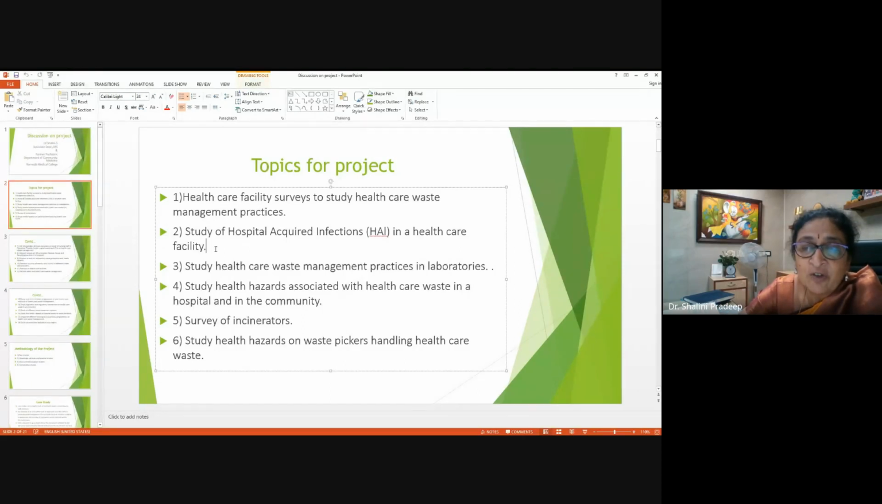Observations. So those can also be included in your lab study. Okay. The fourth one is about health hazards associated with healthcare in the hospital and in the community. What are the health hazards in the hospital?